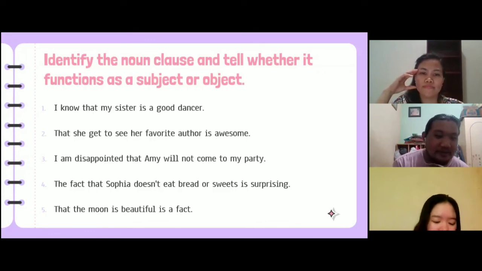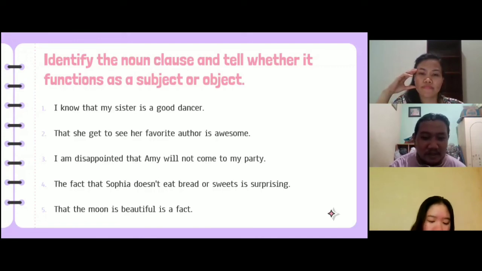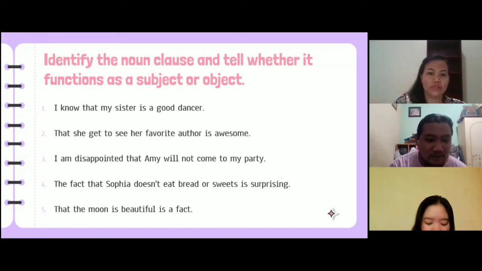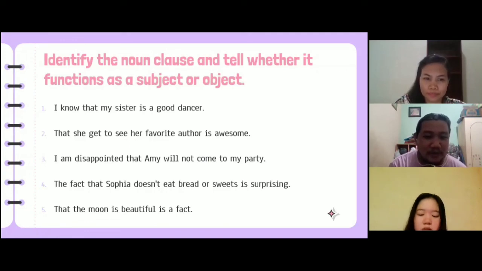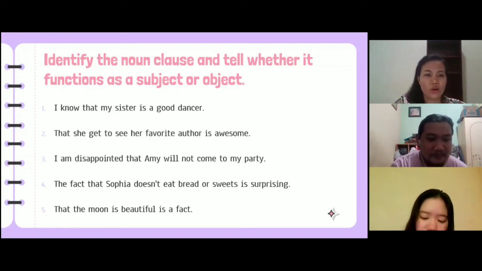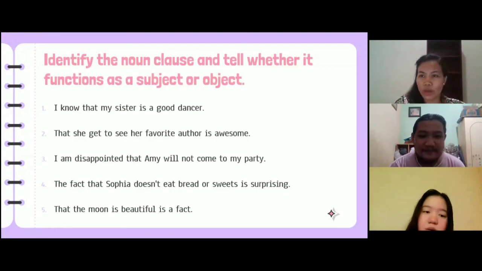For number 4, the fact that Sophia doesn't eat bread or sweets is surprising. The noun clause is the fact that Sophia doesn't eat bread or sweets, and it is the subject of the sentence. For the last, number 5, that the moon is beautiful is a fact. The noun clause is that the moon is beautiful and it functions as a subject. Okay, thank you, students. You are so active.